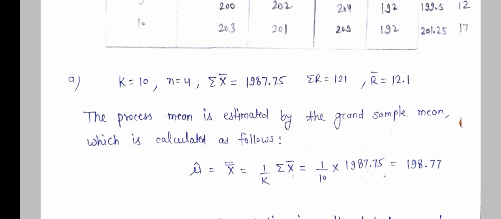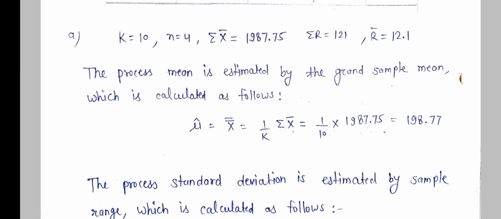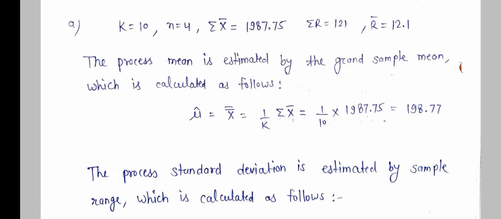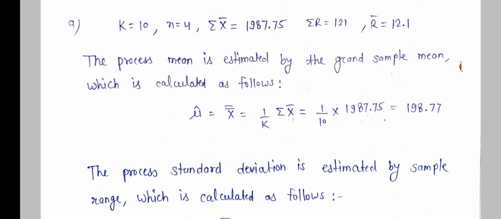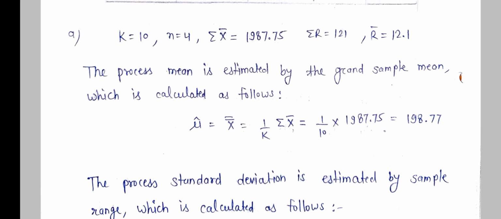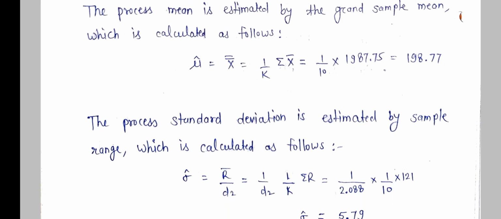Now the first question was to find the process mean and the standard deviation. K is equal to 10, n is equal to 4, sigma x bar is here, and sigma R and R bar is equal to 12.1. The process mean is estimated by the grand sample mean, calculated by x double bar equals 1 upon k summation of x bar, which is 1 upon 10 into 1987.75. So x double bar, the process mean, is 198.77.